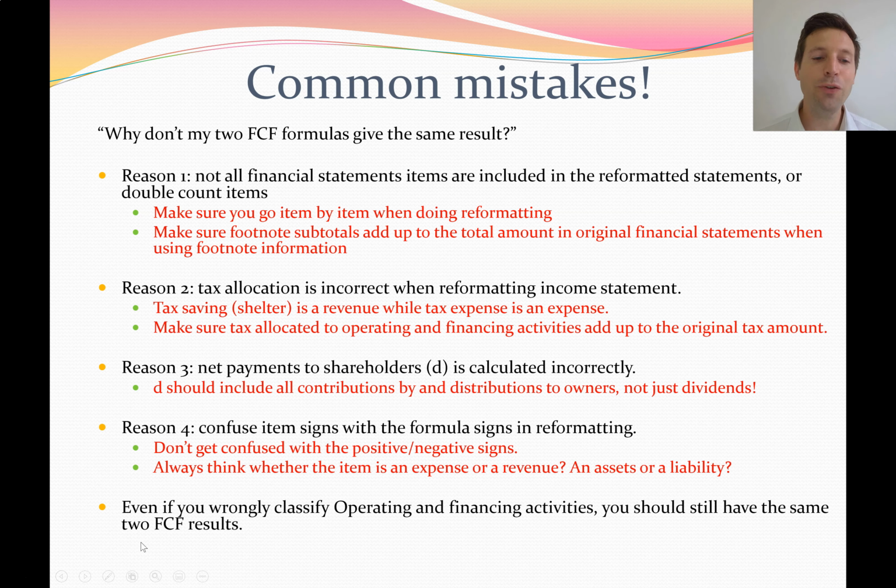And finally, if you make a mistake of misclassifying, say, a bank loan and you classify it as operating, all the formulas will still work. Your reformatted statements should still balance out and your free cash flow numbers will still balance out. So just because everything works and balances doesn't mean you haven't made a classification error, but making a classification error on its own won't cause any of these problems. So just be careful when you go through and check if you do have any errors along the way.